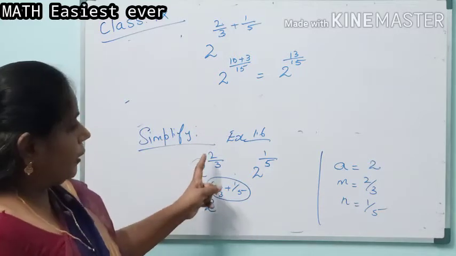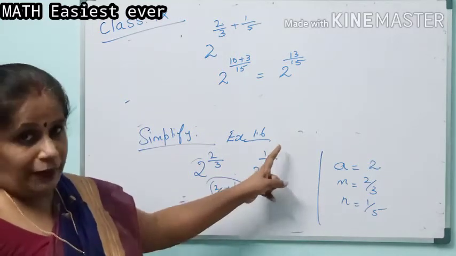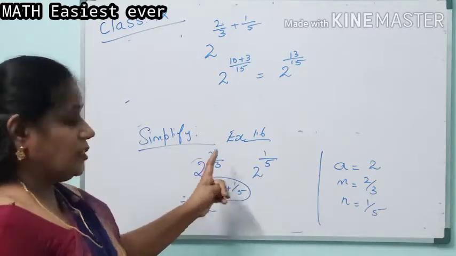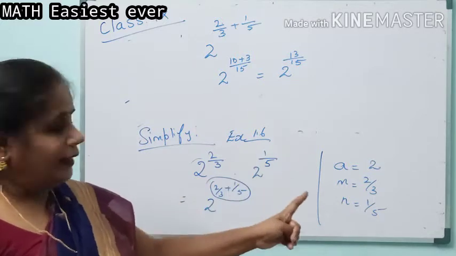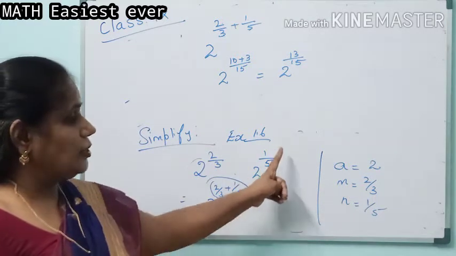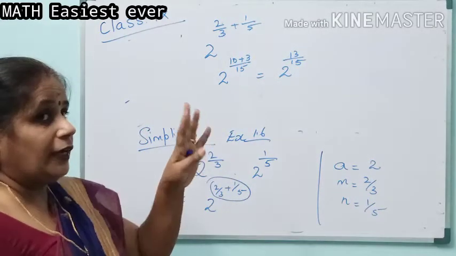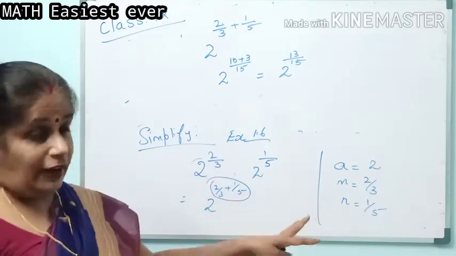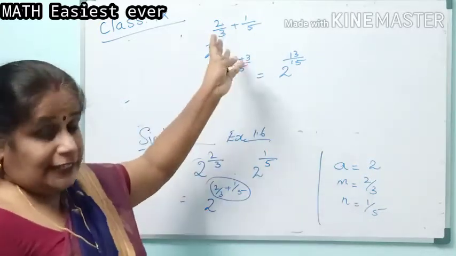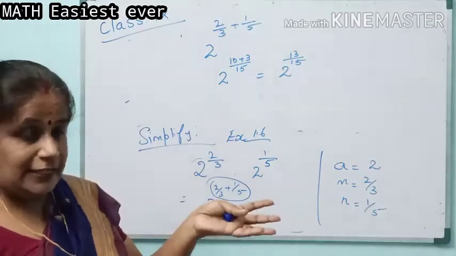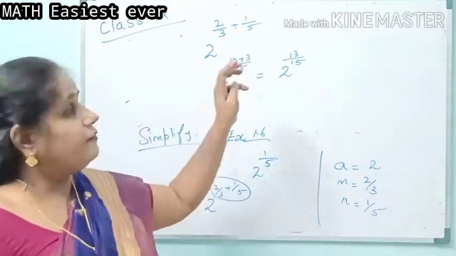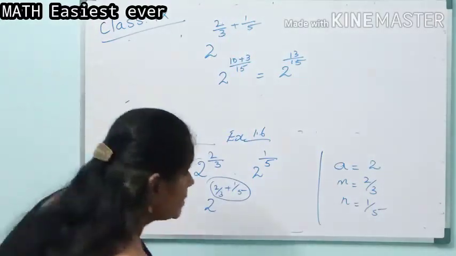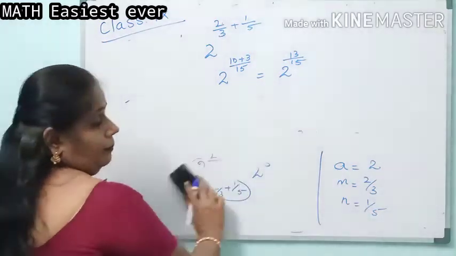A sum is given: 2 raised to 2 by 3 into 2 raised to 1 by 5. It is your exercise question. You check it is of which law. It is of law 1, a^m into a^n, which is a raised to m plus n. 2 raised to 2 by 3 plus 1 by 5. So you have to add it. The denominators are different, so you have to take the LCM. 3 and 5, the LCM is 15. Cross multiply: 5 2s are 10 plus 3 1s are 3. So 10 plus 3, 13. So your answer is 2 raised to 13 by 15.